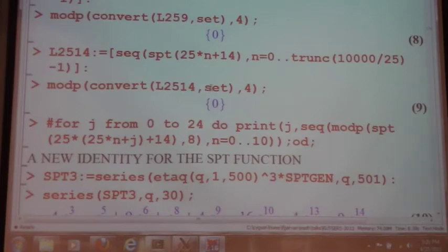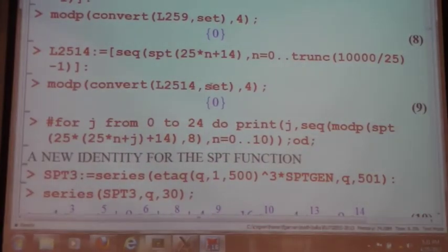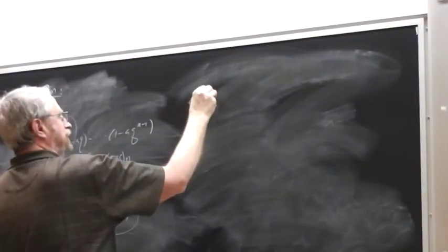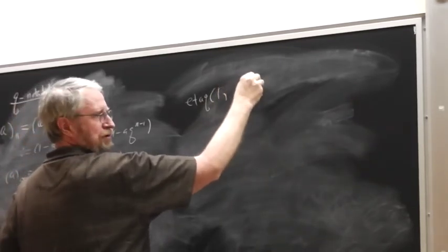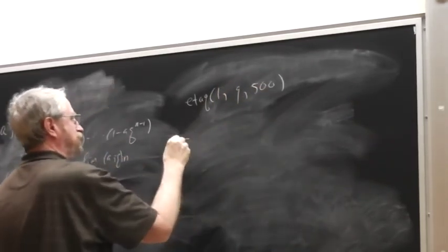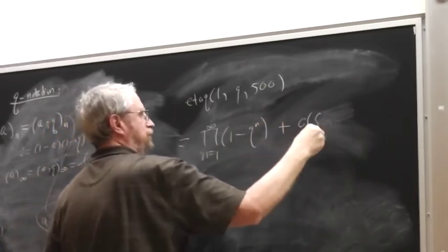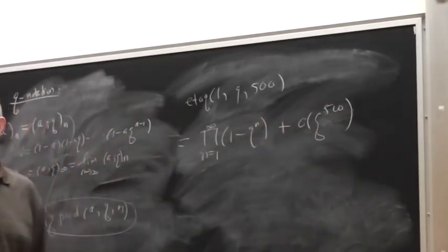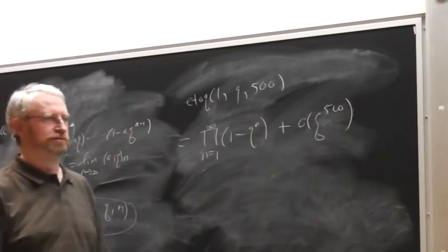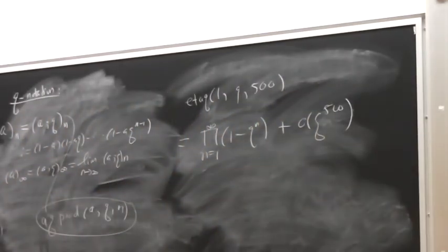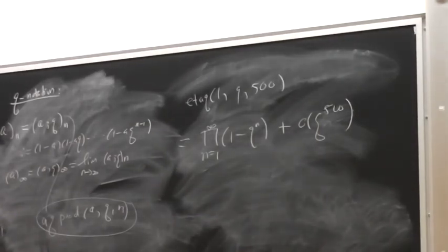Okay, so the next thing I want to talk about is a new identity for the SPT function. I should tell you what I'm doing here. This eta q 1 q 500 is basically the product from n equals 1 to infinity of 1 minus q to the n, but it's just the first 500 terms of the series. So I'm taking the third power of this function and multiplying it by the generating function for the SPT function on the computer. I had no good reason to do this.